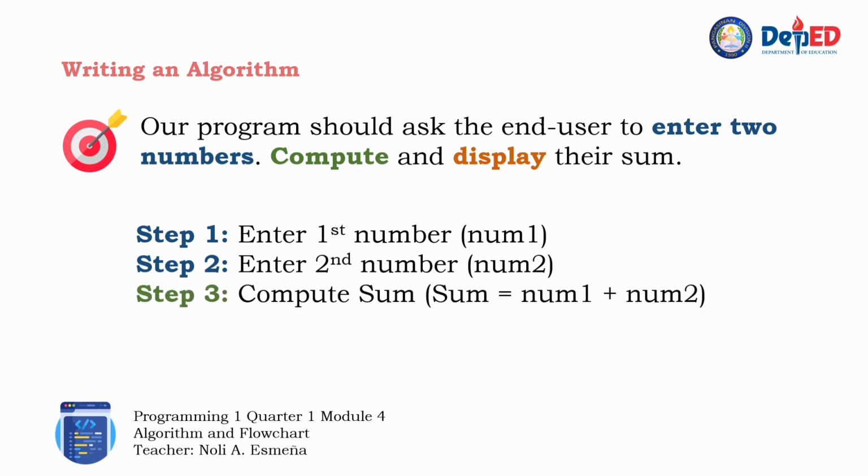Yes, our program should now be able to compute the sum of the two numbers. Their sum will be stored in our variable sum. Lastly, like what is indicated in the problem, our program should display or print the sum, or the value of the variable sum. As simple as that, we now have a simple but well-written algorithm for our program. Let's see what makes this algorithm a well-written one.